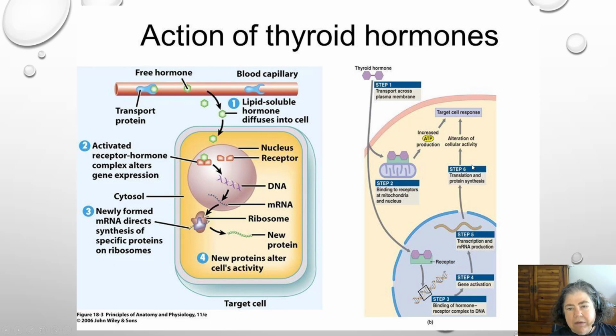And this diagram is virtually the same, but it's also showing that in addition to the nuclear receptors, there are receptors on the mitochondria that increase ATP production and increase the metabolism of lipids and carbohydrates, again changing the activity of the cell along with this increase in transcription, translation, and protein synthesis.